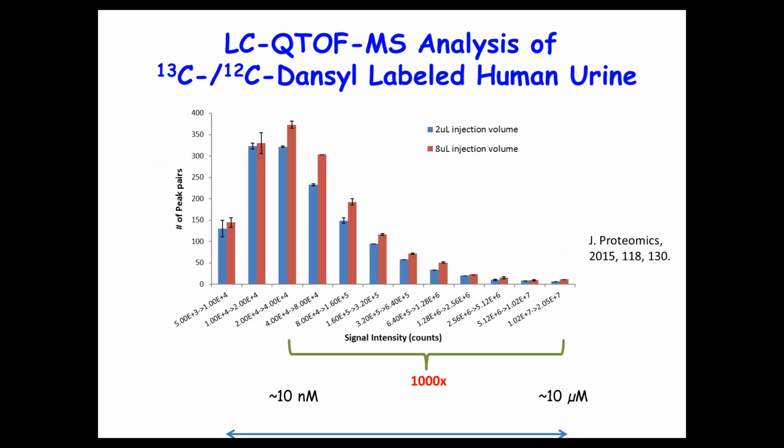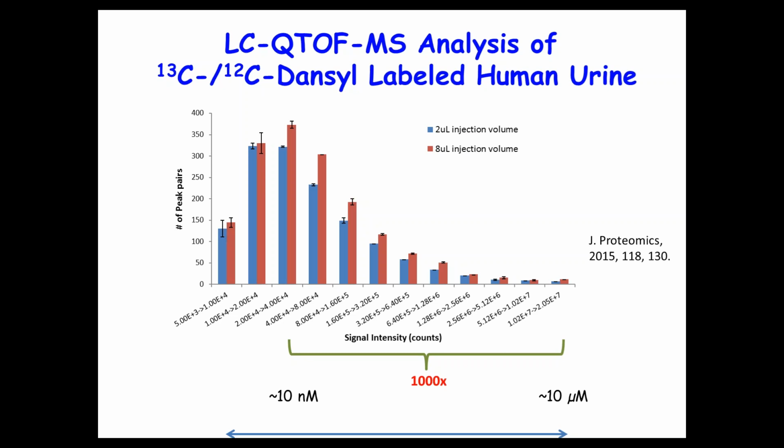Typically, one-dimensional LC-MS can cover several thousand-fold of concentration range. In this example, we look at the number of peak pairs of metabolites detected in a carbon-13 and carbon-12 dansyl-labeled human urine sample obtained by LC-QTOF-MS. These peak pairs are from the metabolites containing amine or phenol group, as benzylation labeling targets these groups of metabolites. Each bar represents the number of peak pairs found within a 2-fold signal intensity range.